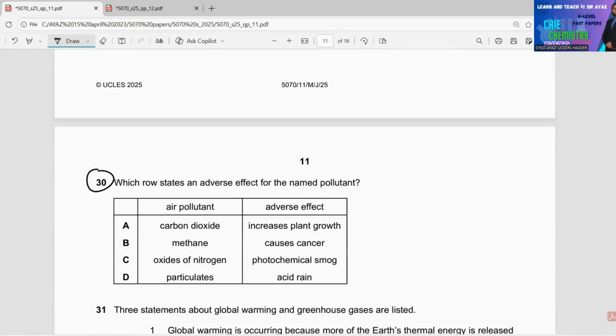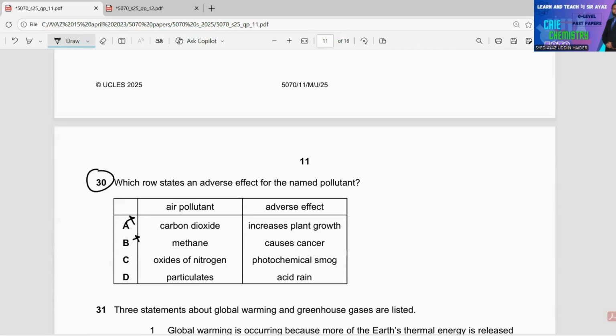30. Which row states an adverse effect for the named pollutant? Carbon dioxide, it increases plant growth. No, this is not the adverse effect. Adverse effect will be global warming. So A is incorrect. Methane causes cancer. This is also incorrect. It's responsible for global warming.